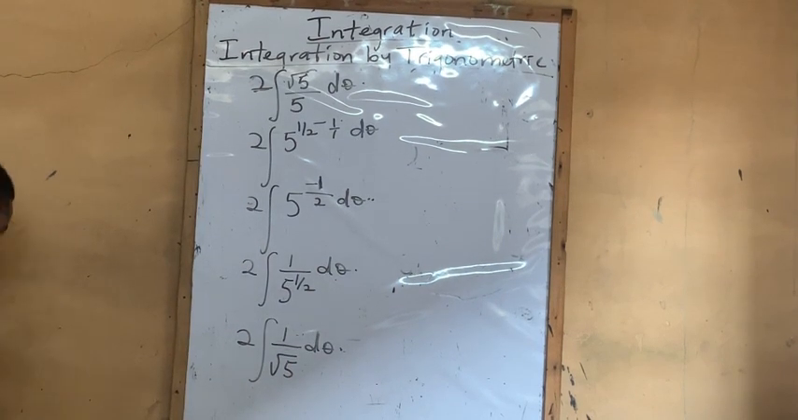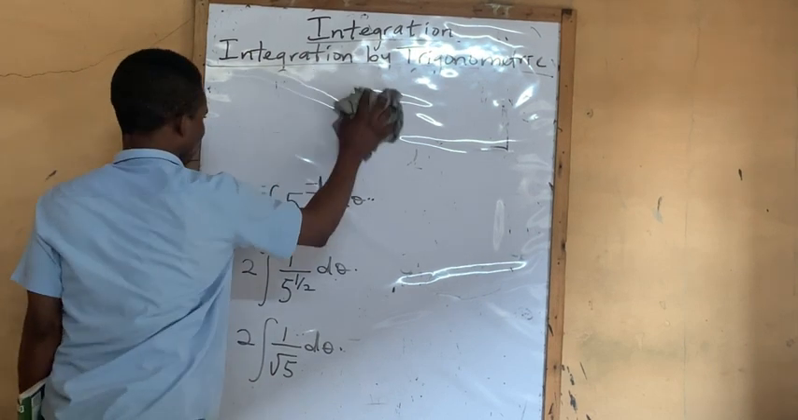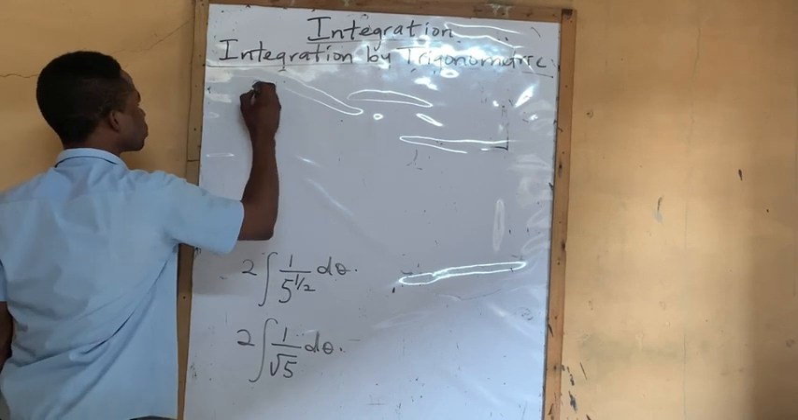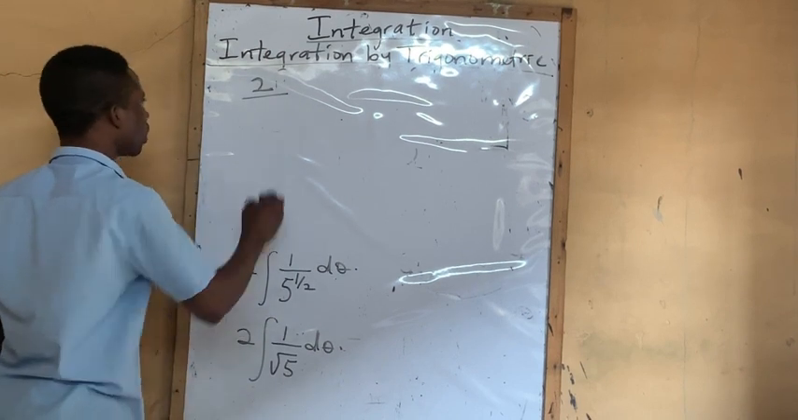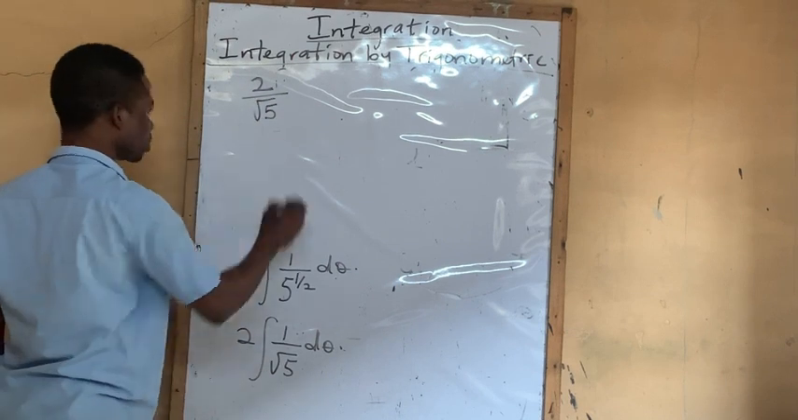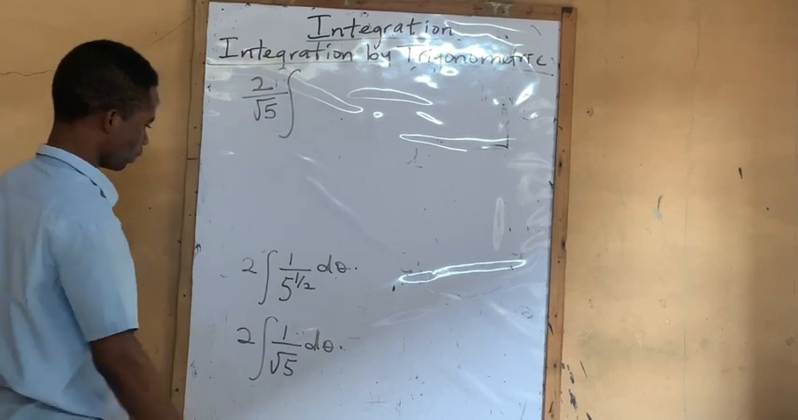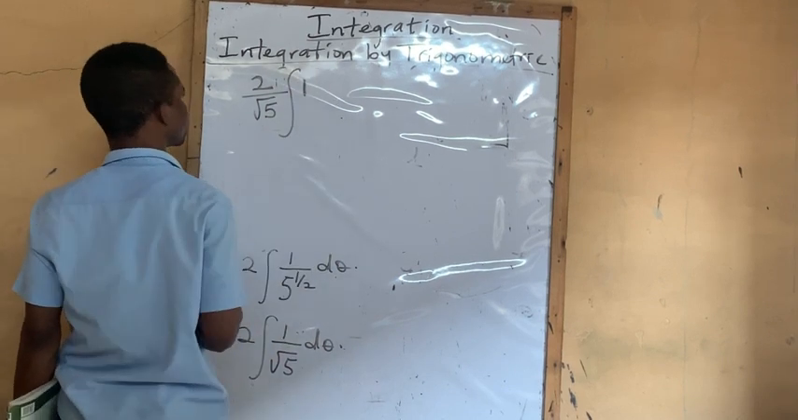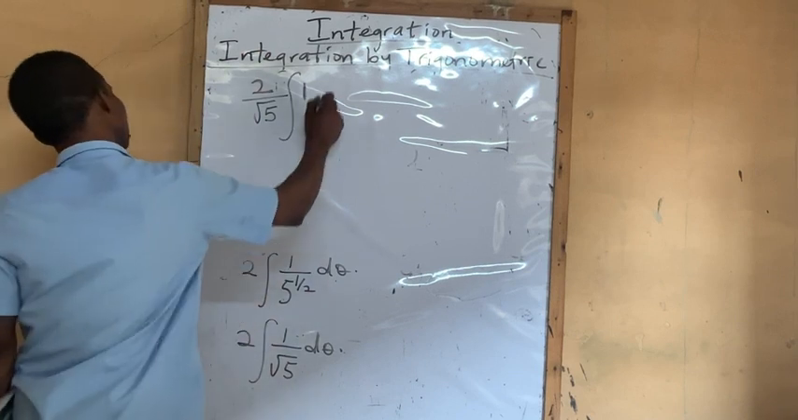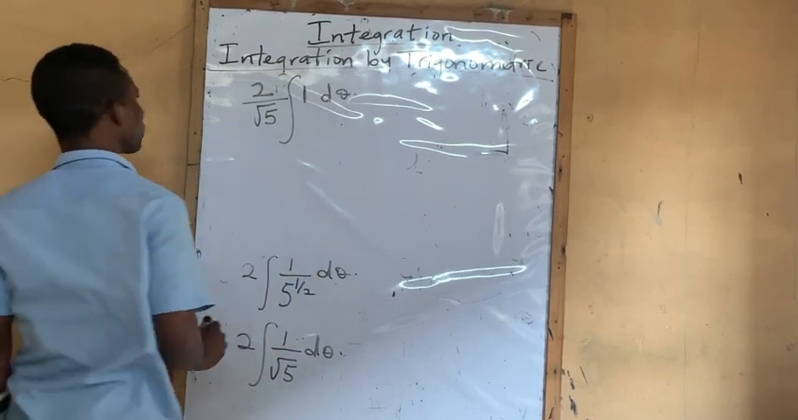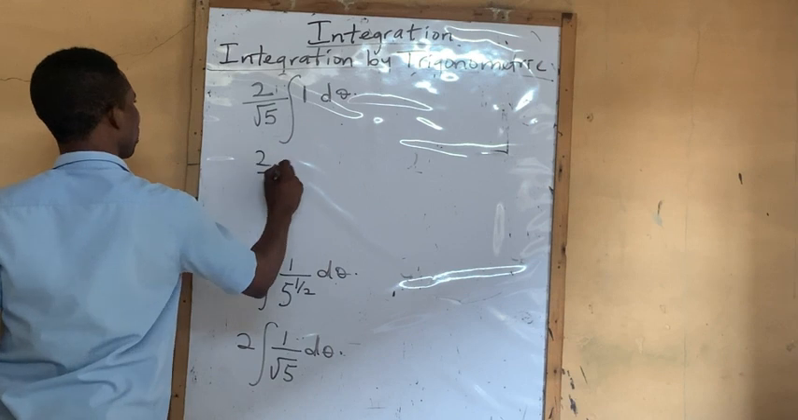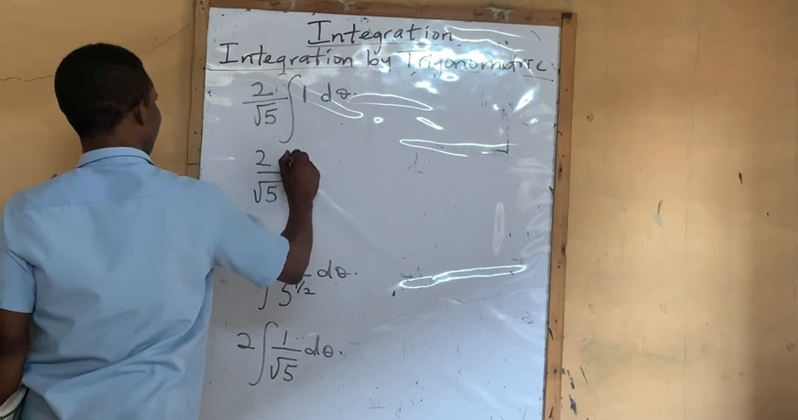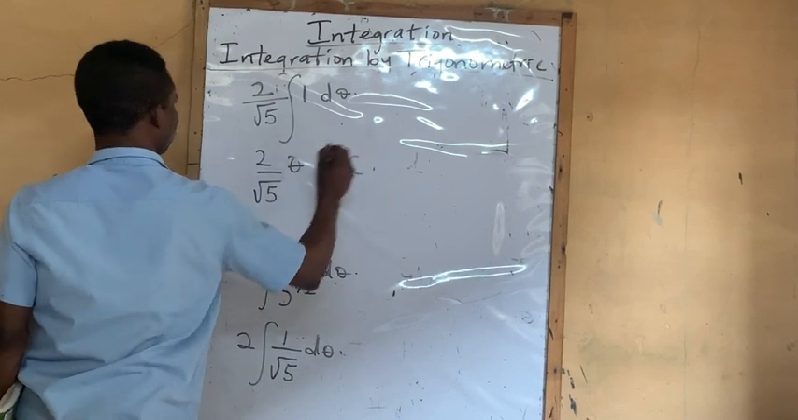I can bring out this root 5. I can say 2 all over root 5 integral of 1, which is going to give me 2 all over root 5, and this one is theta plus c.